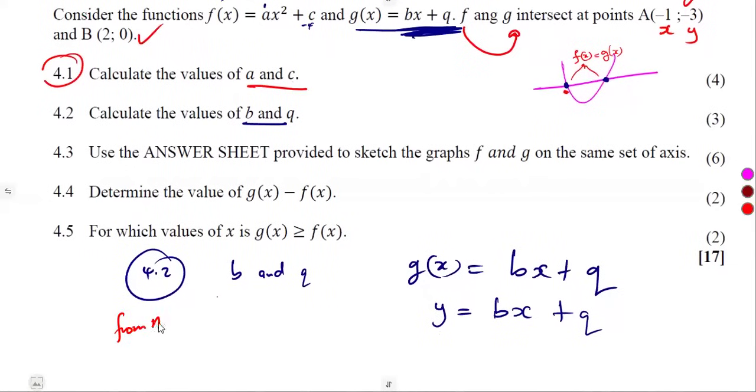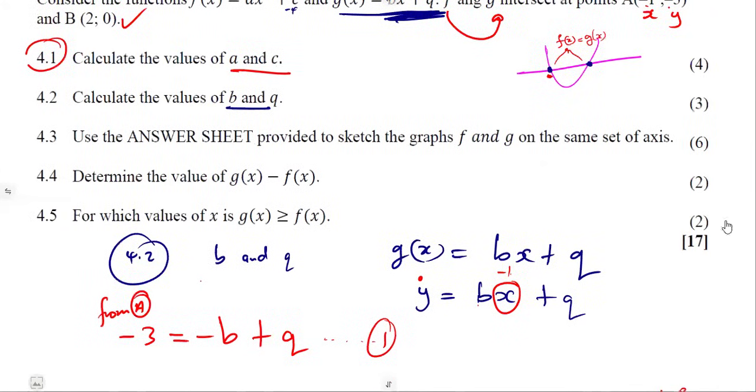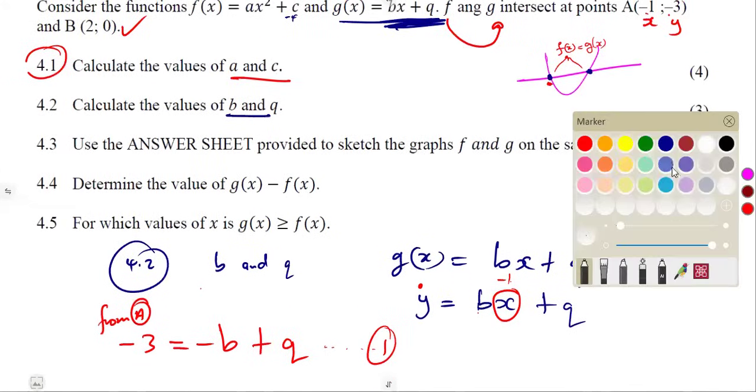So from A, Y is negative 3. So that's negative 3 in place of Y is equal to, in place of X, we're going to substitute minus 1. So that's B times minus 1, which is minus B plus Q. Q is not affected. So we have formed an equation from point A. We must form another equation from B.